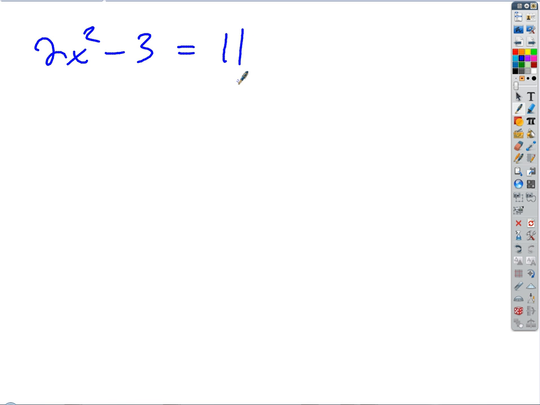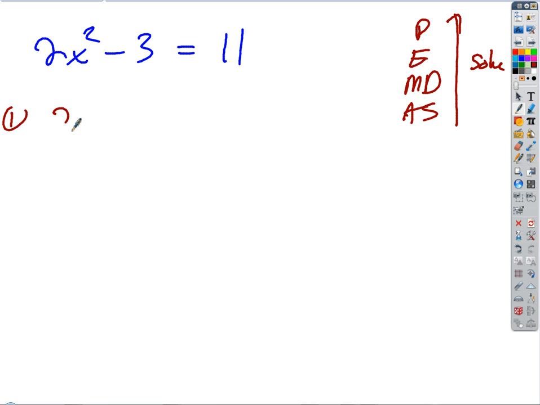Okay, we isolate x, and you guys told me this yesterday. We isolate x by reversing the order of operations, right? So we solve going in that direction. So what's our first step? Add 3. Good. So step 1, 2x squared equals 14. Okay, next step, good. Divide by 2, good.